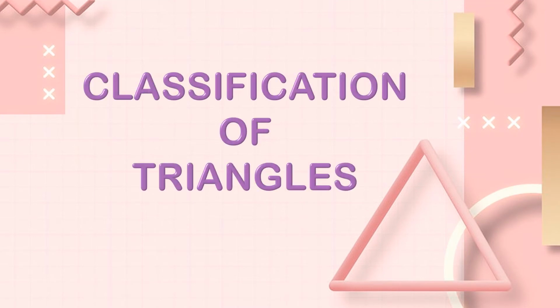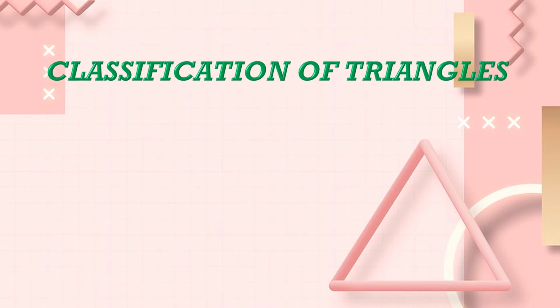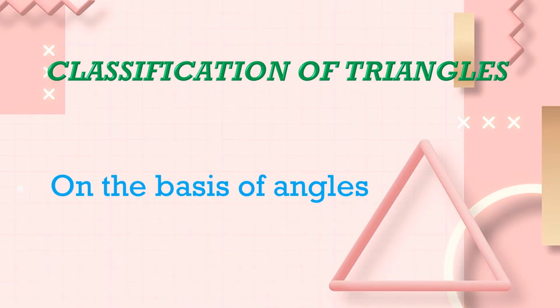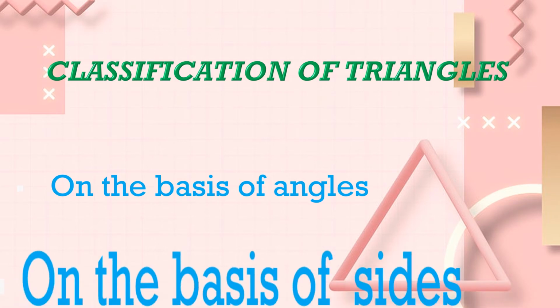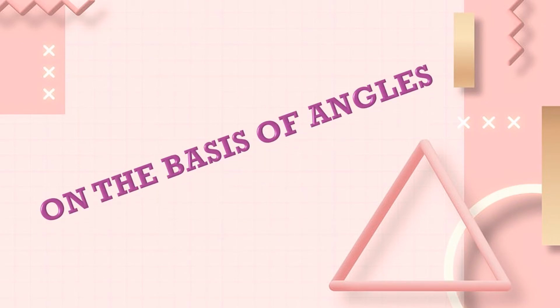So now let us quickly learn about the classification or the types of triangles. Well, triangles can be classified on two bases. First is on the basis of angles and second is on the basis of sides. Now let us firstly quickly discuss the types of triangles on the basis of angles.